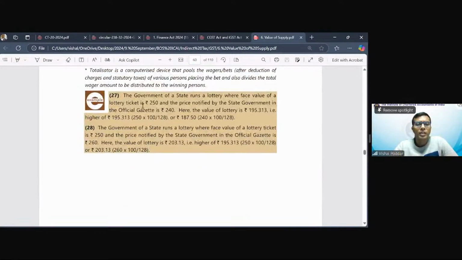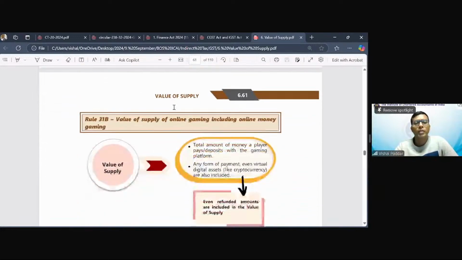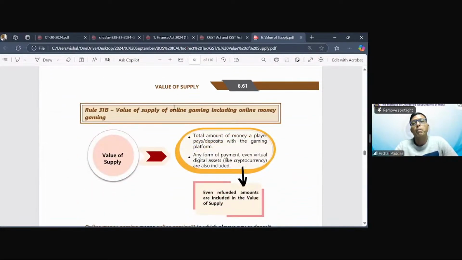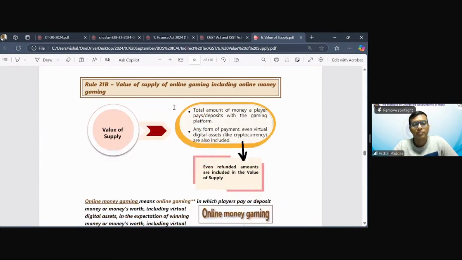So the difference is when the lottery is run by state government, the state government does not have to pay tax on the entire 100, because in their case, the calculation is done by way of the back calculation method. That is, whatever is the lottery value, you do back calculation. But if it is not run by the state government, it will not be by back calculation. Whatever is the value, the entire value would be taxable.